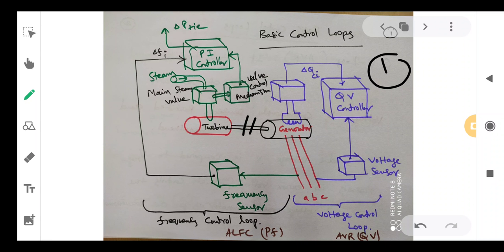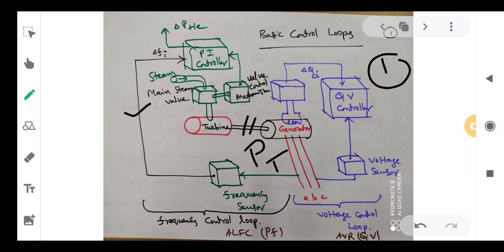So this delta F is given to the PI controller, so that this PI controller will control the valve mechanism, so that the steam admitted to the turbine can be changed by using steam valve control. So this is the steam valve control. By using this control, we can change the steam input of the turbine, and hence the power output of turbine PT can be changed.